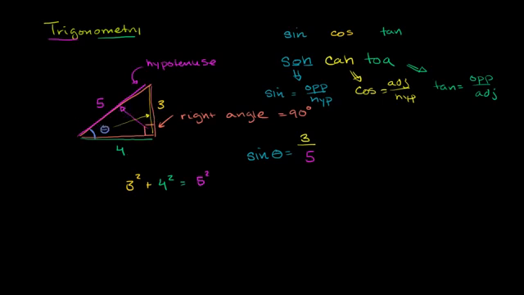So I'll show you that in a second. But let's go through all of the trig functions. Let's think about what the cosine of theta is. Cosine is adjacent over hypotenuse. So remember, let me label them.